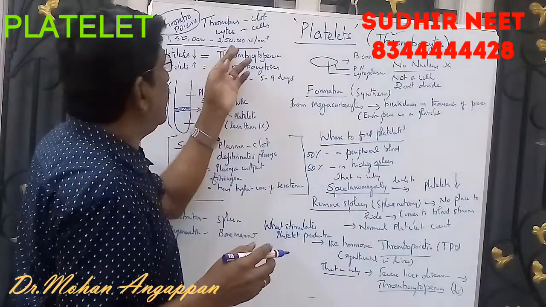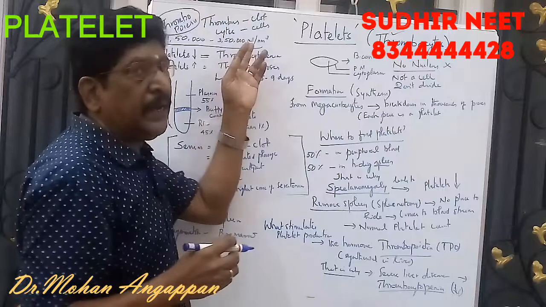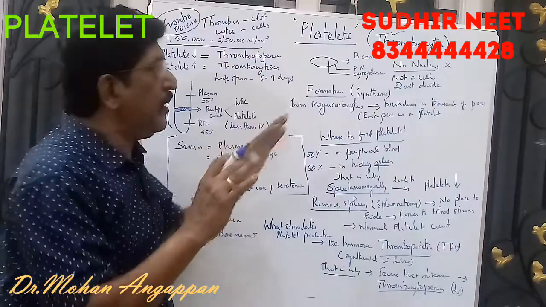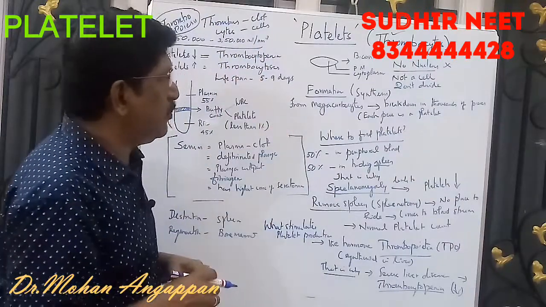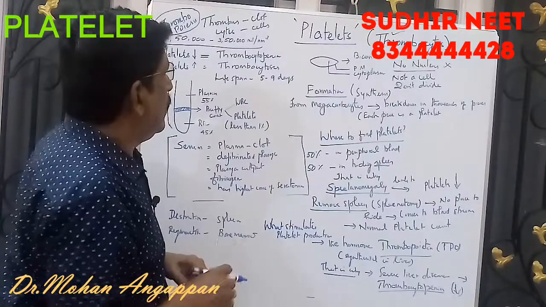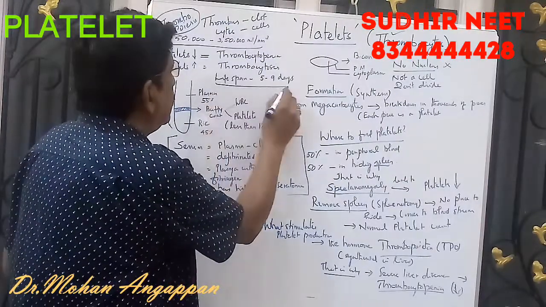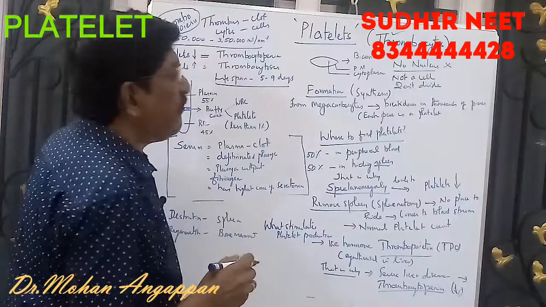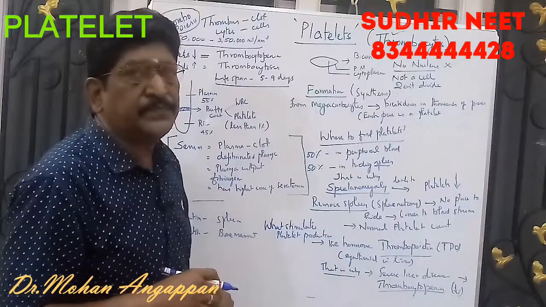If you take the count of the platelets, it ranges from 1,50,000 to 3,50,000 per mm cube. This is the normal range of platelets or thrombocytes. The lifespan is between 5 to 9 days.